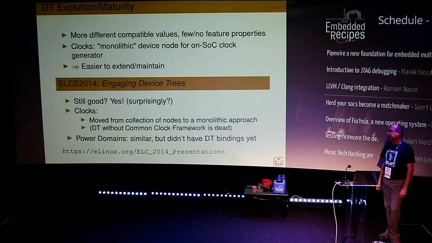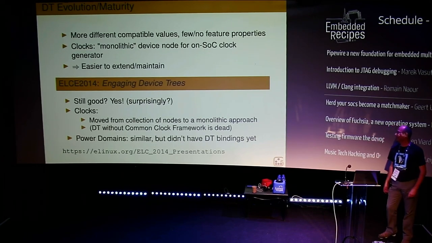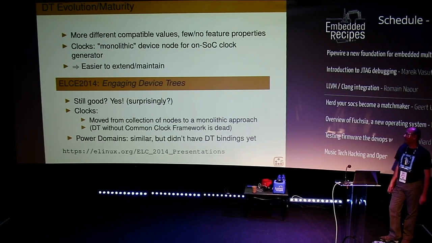Other differences compared to 5 years ago is that for power domains, we handle them similarly to clocks, except at that time there were no bindings in DT for power domains yet, so that was not so big of an issue at that time. And of course, there are other differences for new bindings that were introduced much later, like ARM idle states and things like that, which is something we didn't have in DT at the time.